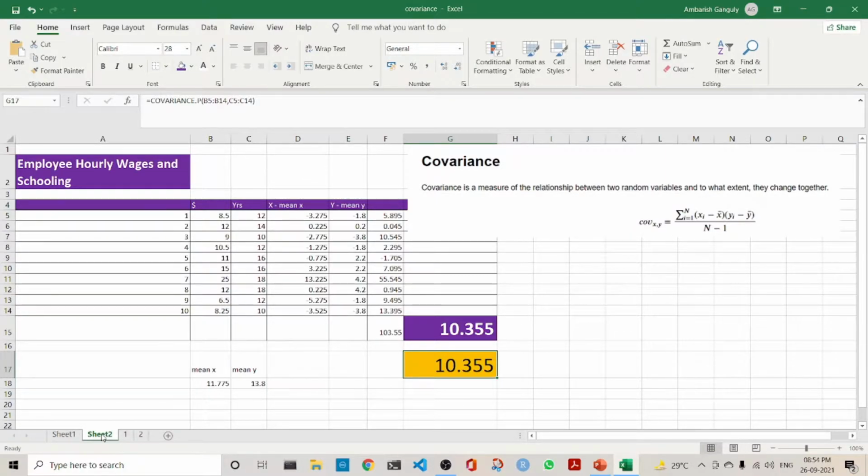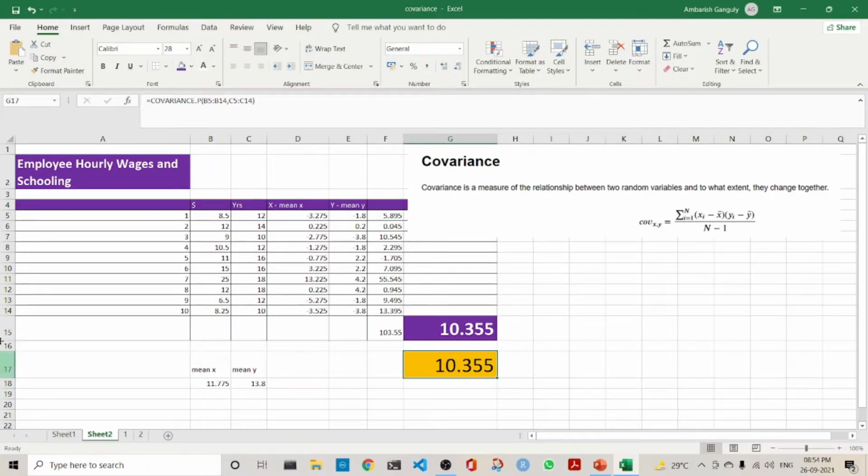So what is covariance? Covariance is a measure of the relationship between two random variables and to what extent they change together. So the formula is given there. It is the summation of xi minus x bar, which is the mean of x, yi minus y bar, which is the mean of y, divided by n minus 1. N minus 1 is meant for the sample. But if you are considering the whole population, it is to be divided by n.